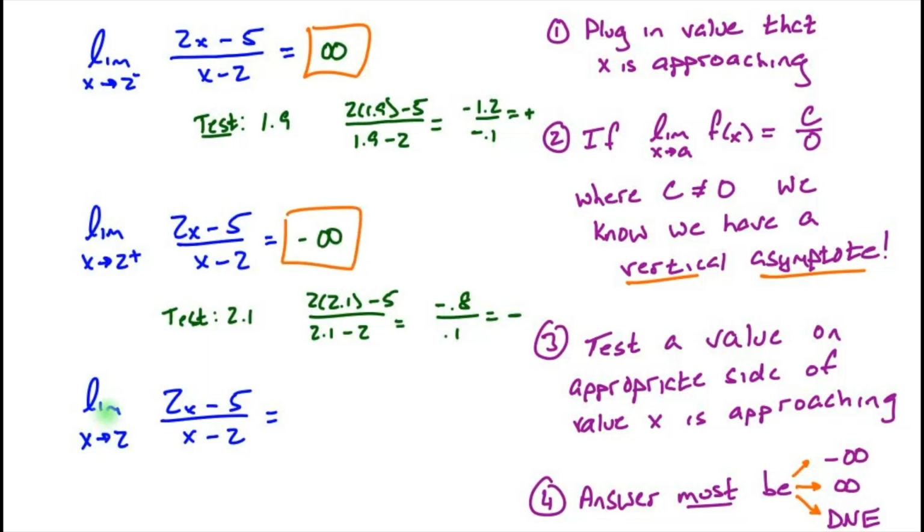And lastly, we can answer the limit as x approaches 2 of the entire function, but this is really a conclusion based on the previous two questions, and since they don't agree with each other, the overall limit must not exist.